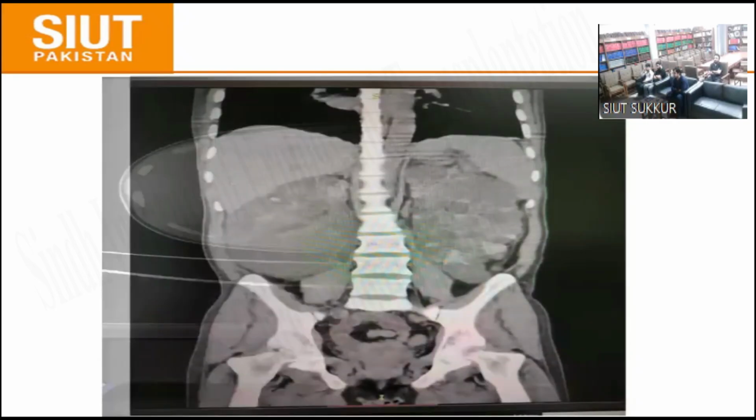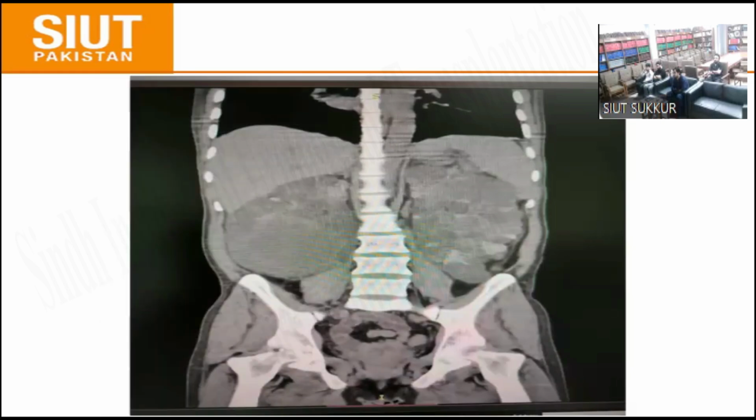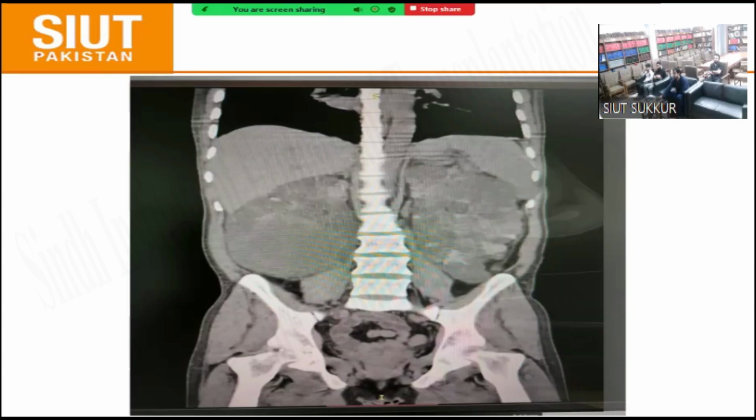Any senior resident comment on this CT scan, this image? Dr. Adil. So you are right, it is polycystic kidney disease, bilateral multiple cysts, and on the right side a large cyst is also appreciated. So it is adult polycystic kidney disease.